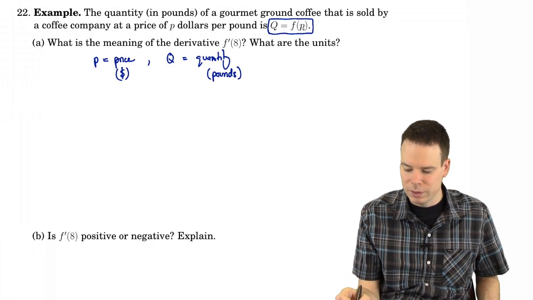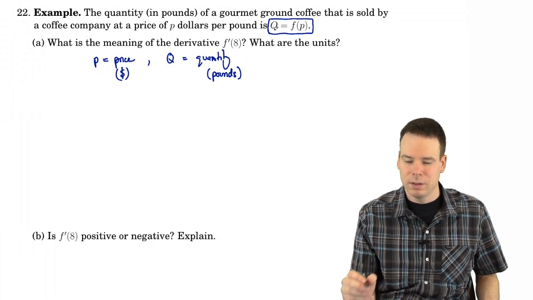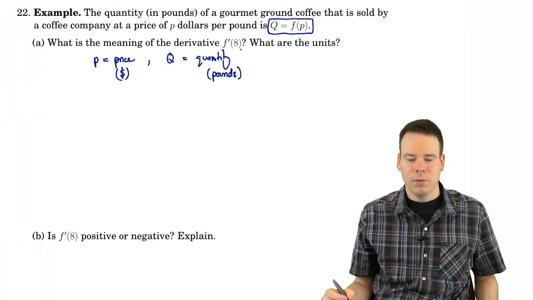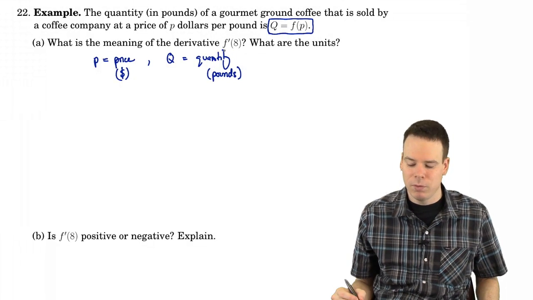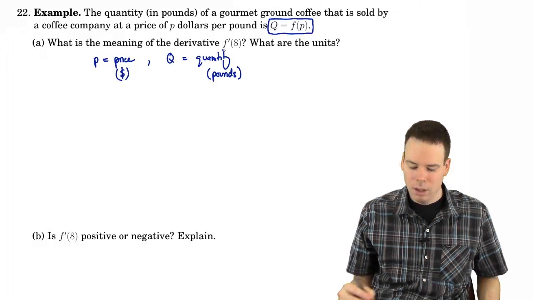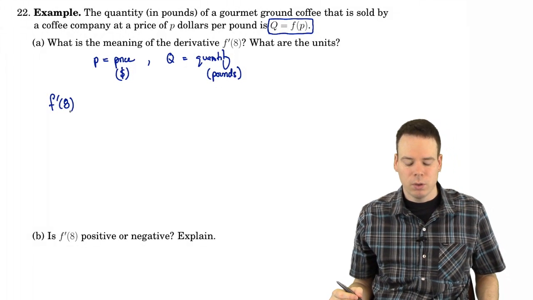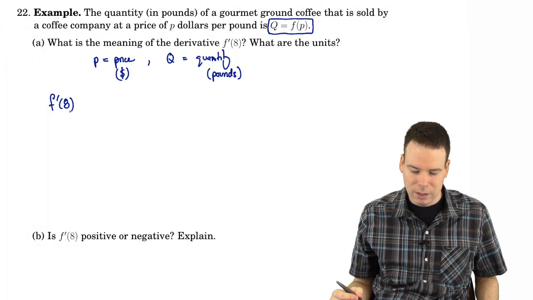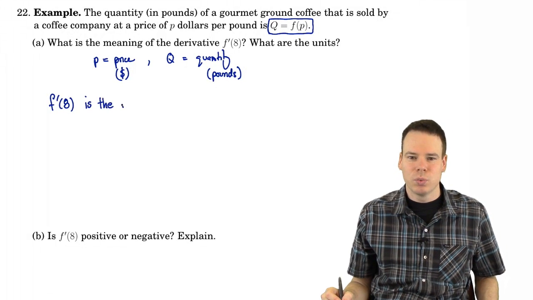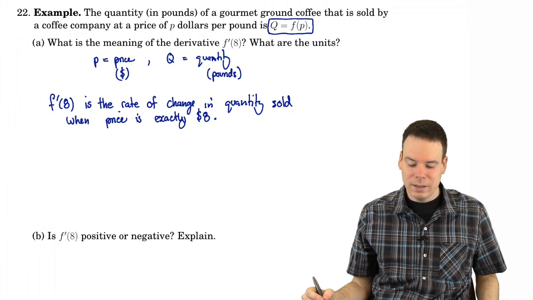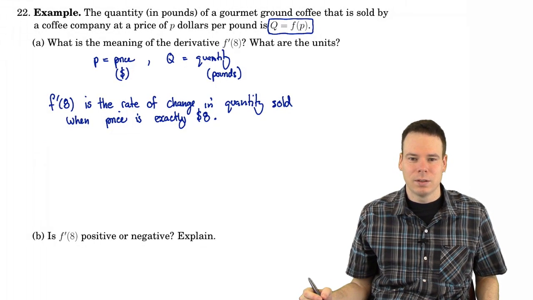And we have this functional relationship that as price changes, this is how the quantity is changing. What is meant by the derivative f prime of 8? What is meant by f prime of 8, and what are its units? Well, f prime of 8 is the derivative of the quantity function when the price is 8. This is the rate of change in the quantity sold when the price is exactly $8. So that's precisely what f prime of 8 means.